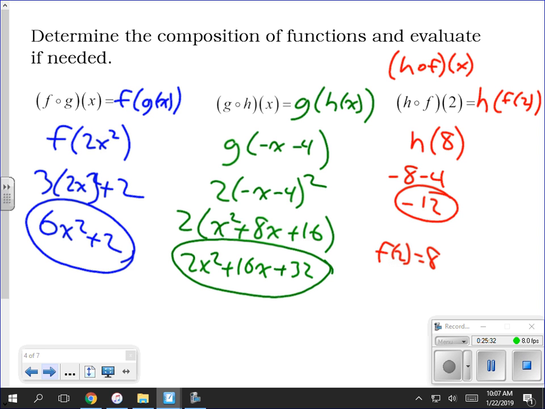If I'm going to do h composed of f of 2, and h composed of f of 3, and h composed of f of 5, and h composed of f of -6, if I'm going to plug in several numbers, I'm going to figure out what it is in terms of x first, and then just plug those numbers into that because that will be easier. All depends upon what I'm going to do.